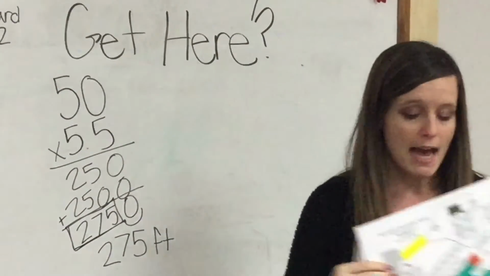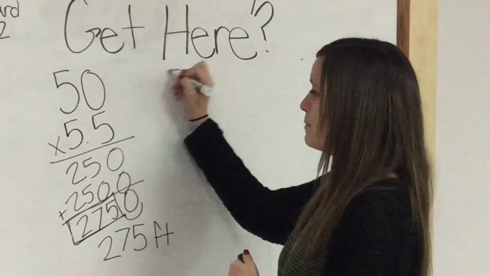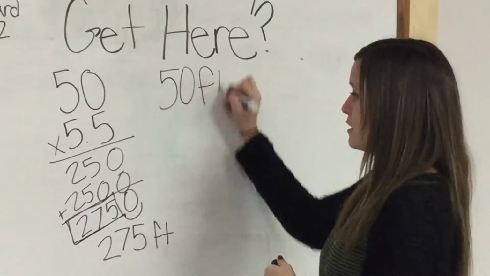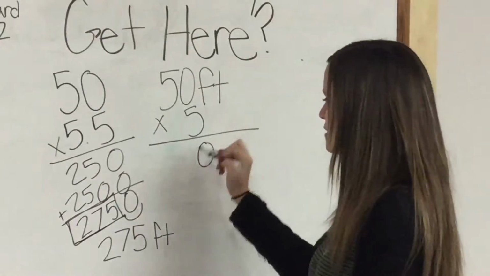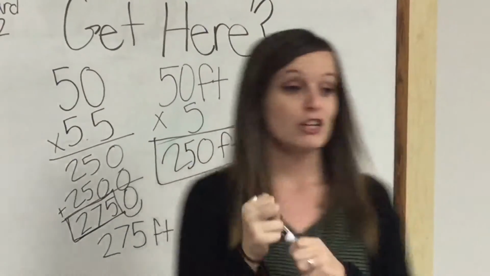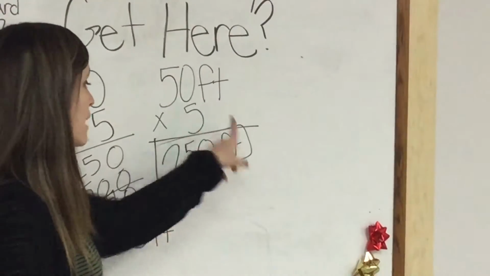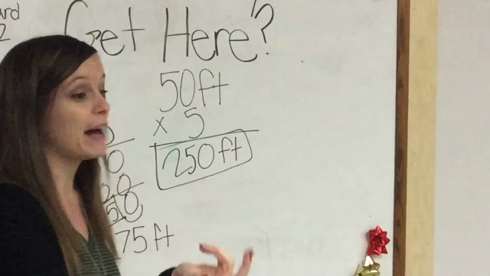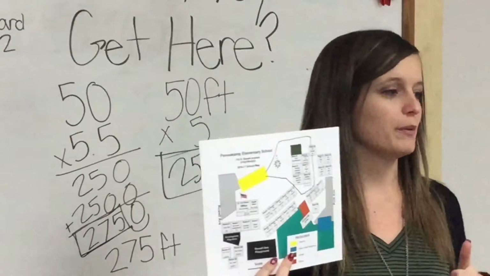So how can we figure out how far that distance is in real life? Right, we can multiply again. And so this time it would be 50 feet times 5. And when we do that multiplication, we end up getting 250 feet. So which distance was faster? The front way to the cafeteria with 275 feet or the back way with 250 feet? Right, the back way with 250 feet. So that's just one example of how we can use a map to figure out the distance, or the shortest distance, to a place.